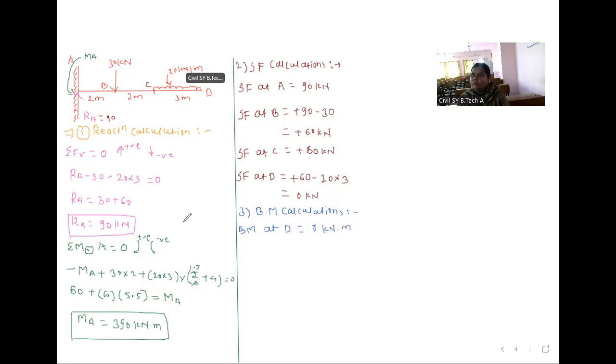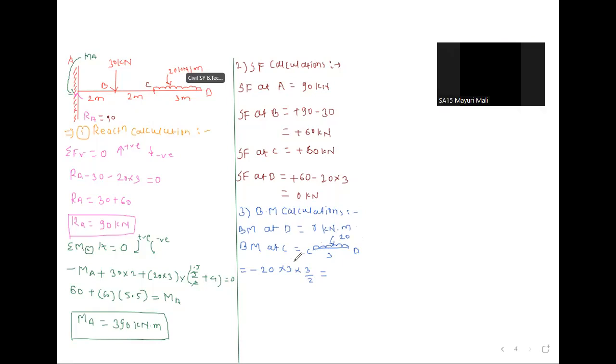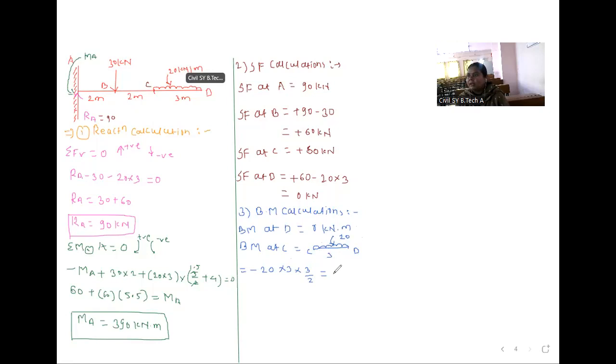After that, we will calculate bending moment at C. Bending moment at C, which is equal to... you observe here, only uniformly distributed load will be there. This is D point, this is C point, and intensity of uniformly distributed load is 20 and span is 3. So this 20 kilonewton force pushes downward. That means minus 20 into 3 into, it will act at its CG, so 3 by 2. So bending moment at C is equal to how much? Minus 90 kilonewton meter.